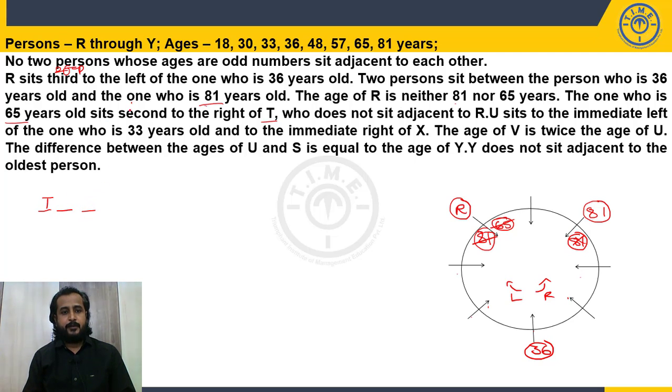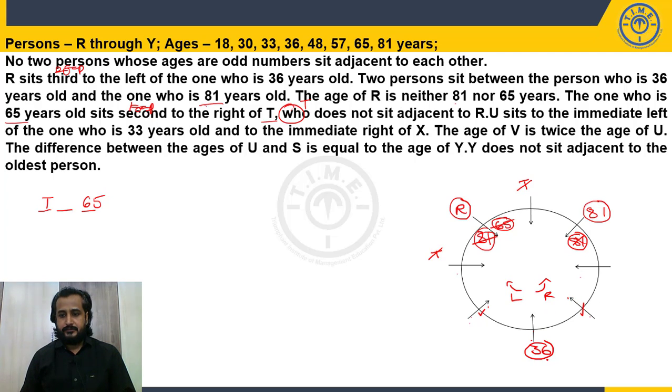Second to the right means how many gaps? 1 gap. Who will be there? 65 will be there. And what is also mentioned, T does not sit adjacent to R. So T cannot be here. T cannot be here. And T's second right should be 65. Let's check. T here, first right, second right 65. Yes, no issue. I can take T here and I can take 65 here, no issue.